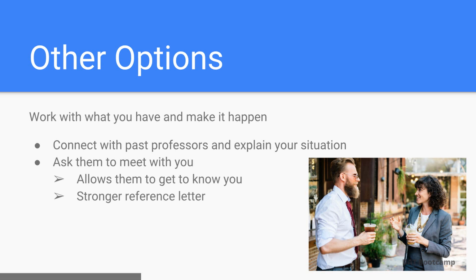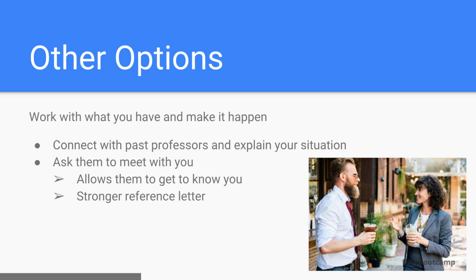So let's say some of you are struggling to get reference letters and you only have 2 reference letters and you need a third. What are some of the other options that you can do? Well, firstly, I could tell you, look, you got to take responsibility for what you have done. You got to work with what you have and try to make it happen.